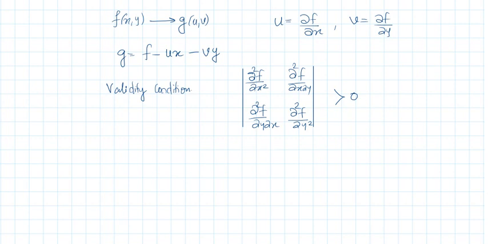Now you can extend this Legendre transformation to functions having more variables, and the condition will simply be the determinant greater than 0. Okay, so this is the Legendre transformation.